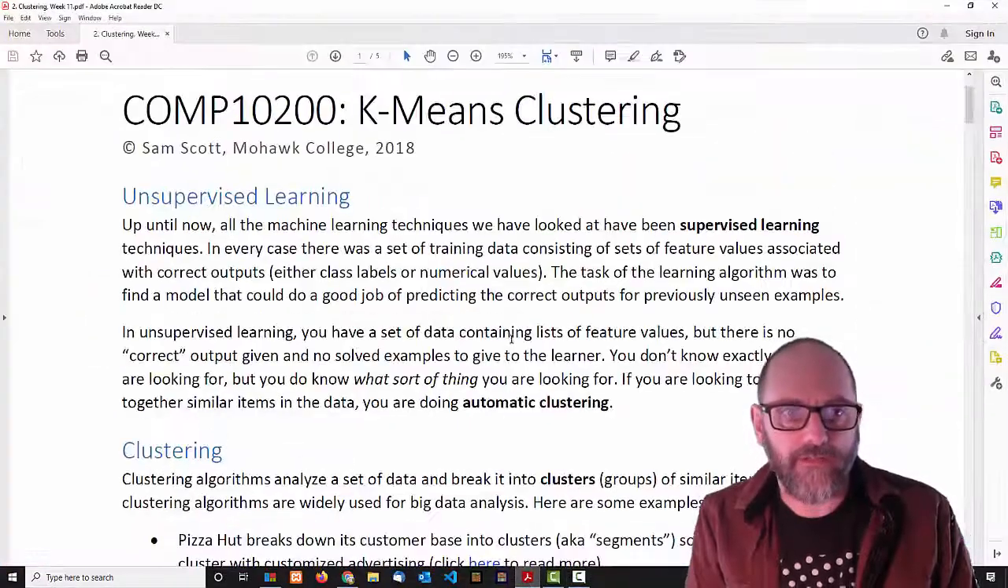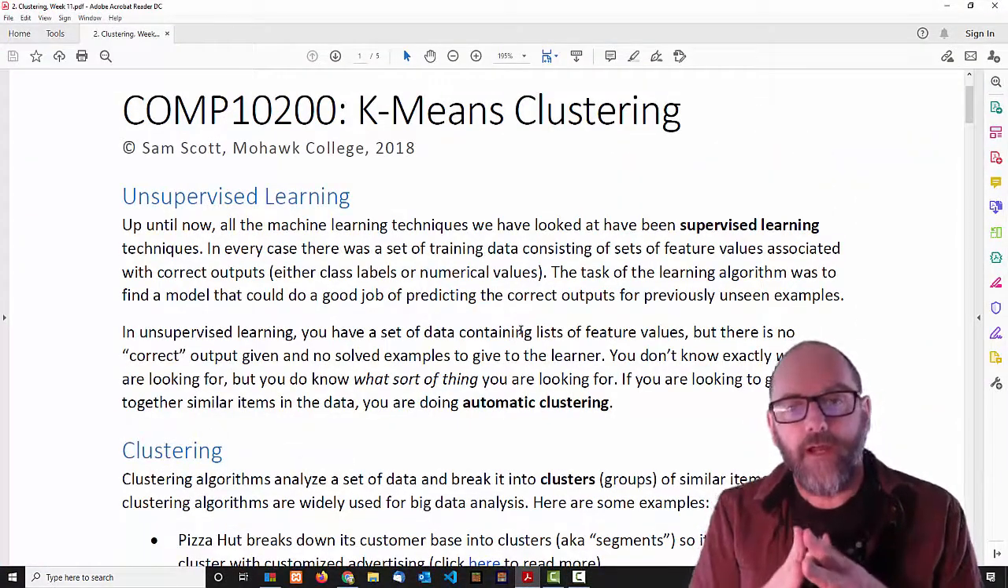Now for something a little bit different. We are basically done with supervised classification finally, after looking at naive Bayes and KNN and decision trees and neural networks, all for classification purposes. We're going to turn to something a little bit different, which is the notion of unsupervised learning. So let's take just a quick look at the handout here.